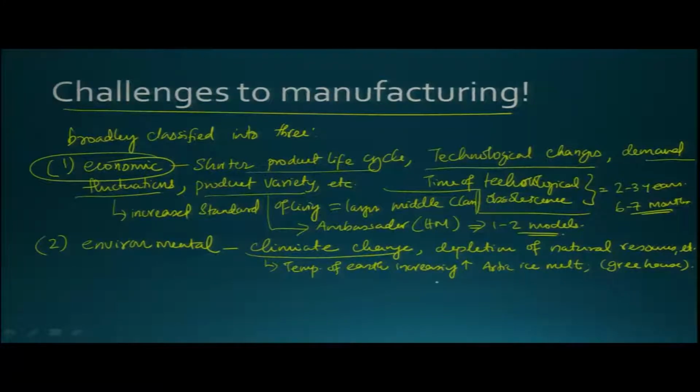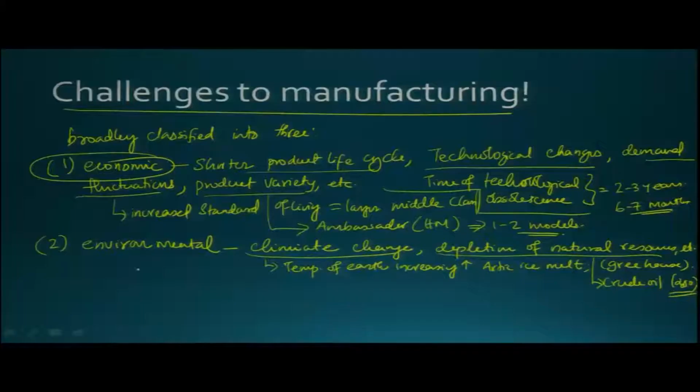Then similarly we say there is a depletion of natural resources like crude oil. People say that until 2050 the crude oil reserve of the world will be over, something like that. So the environmental challenge is also another aspect that is being forced into manufacturing. So earlier, an example is in the 1970s in this regard.